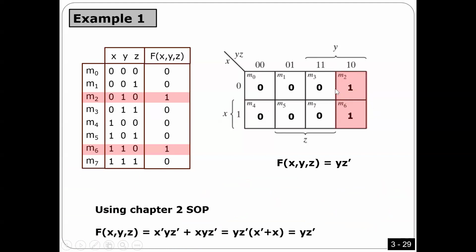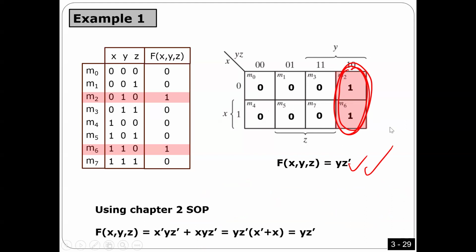Now, if I want to simplify this function, here I have only two ones. I need to cover only two ones. So I can take these two ones together this way, make only one group. Okay. So what is this group? This group is Y and Z prime. That's it. I am done. Okay.